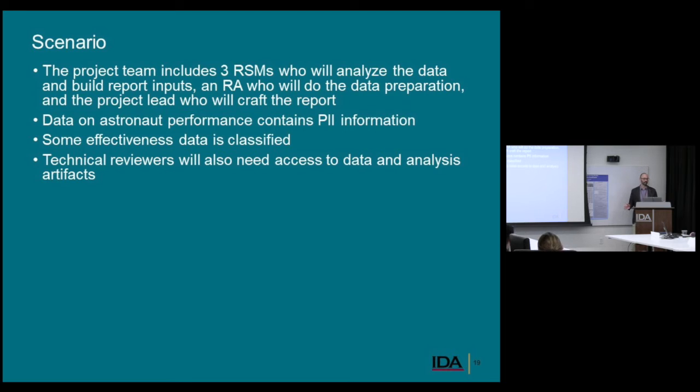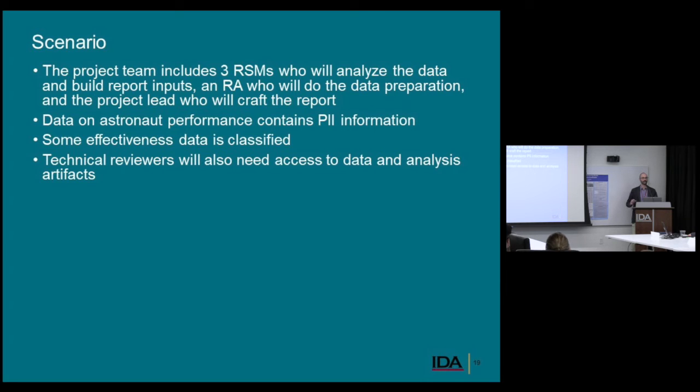For our scenario, we have just a description of what the project team looks like. We've got 3 researchers who are analyzing the data, another researcher who's doing the data prep, and then a project lead who's responsible for crafting the report. We do know, as we mentioned earlier, that some of these data are PII, so we need to be aware of that when we think about our security. Some of the data is classified. I don't know why NASA data is classified. Maybe the NASA folks can tell me. But some of the data is classified. You can just think of that as an additional handling restriction imposed there.